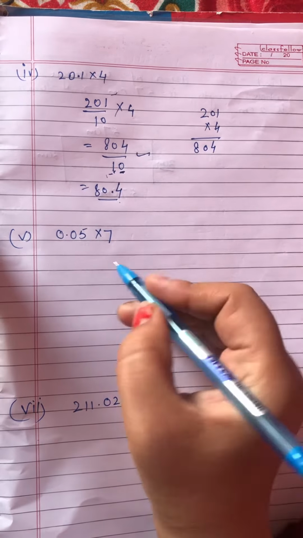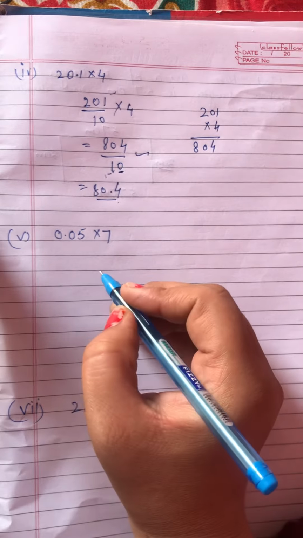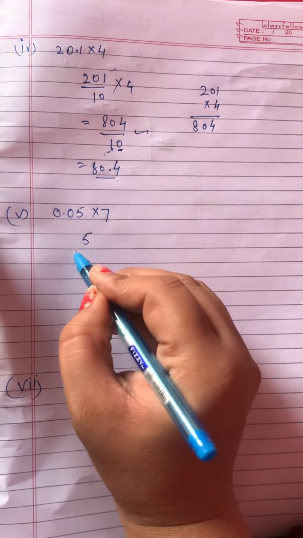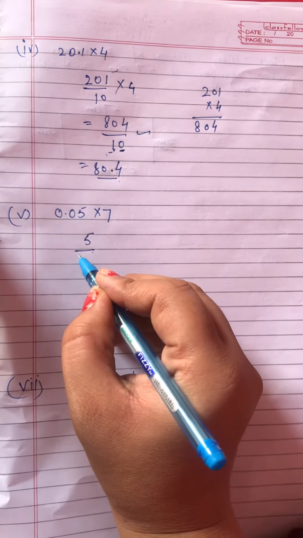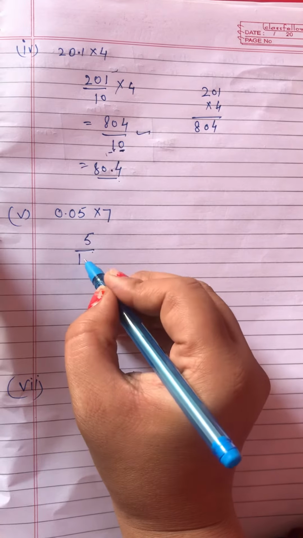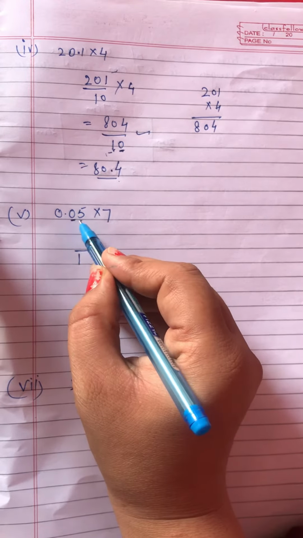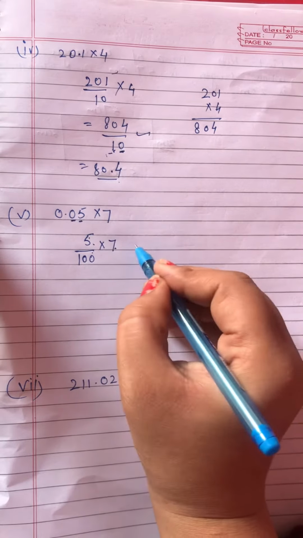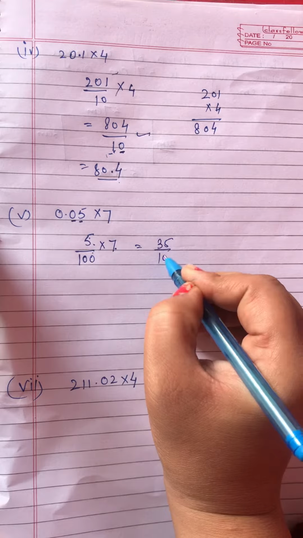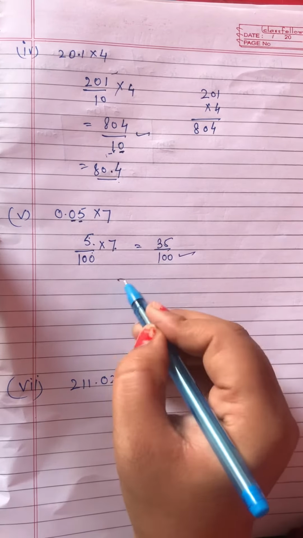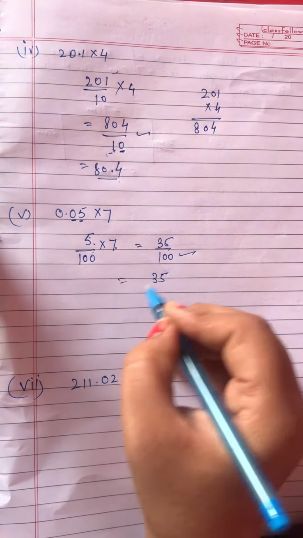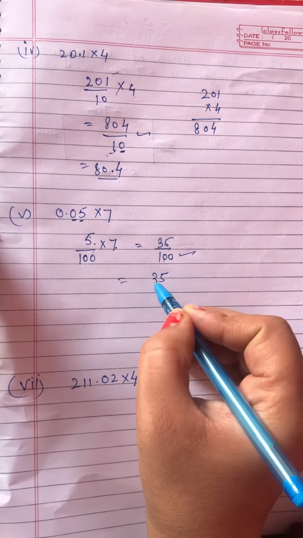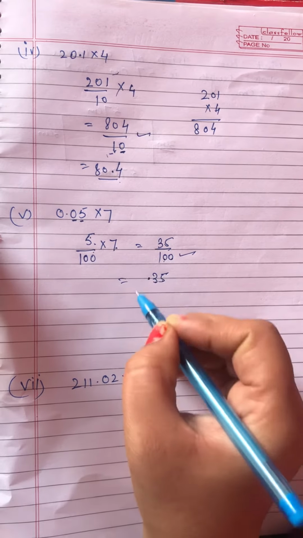Coming to fifth part, 0.05 multiply by 7. Write it in fractional form. So 5 divided by 100, because there are two digits after the decimal point, multiply 7. Now 5 sevens are 35, divided by 100, and again convert this into decimal form. There are two zeros, so there should be two digits after the decimal point.